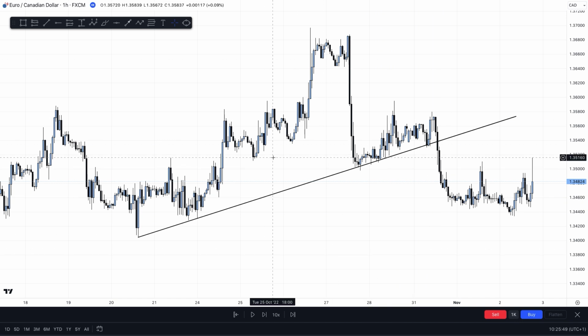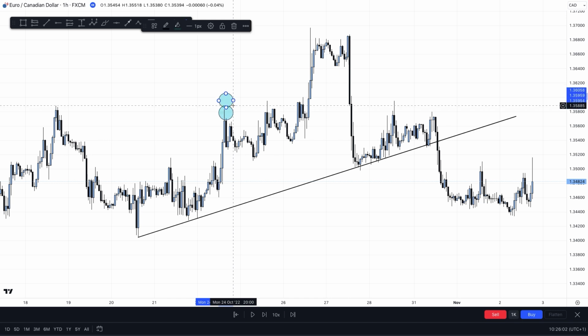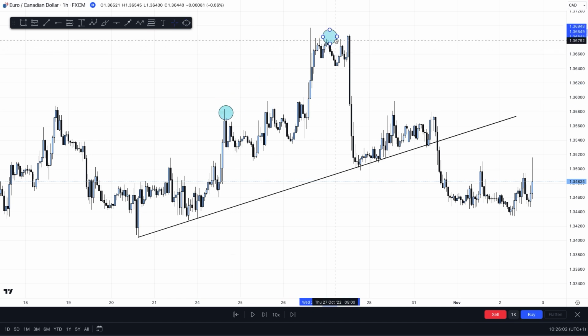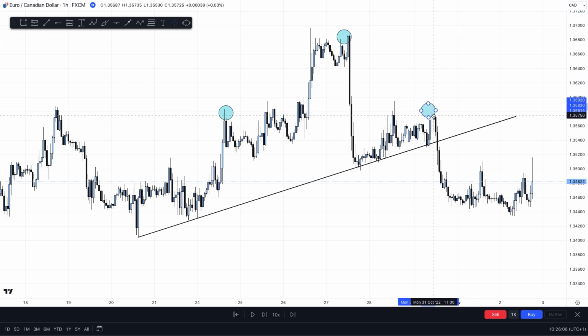Now, what we want to be looking for is our 3 peaks within the market, okay? We want to be looking for our left shoulder, our head, and our right shoulder. And for me, I can see this side here being the left shoulder, up here obviously being the head, and then down here we can see that we did form the right shoulder.